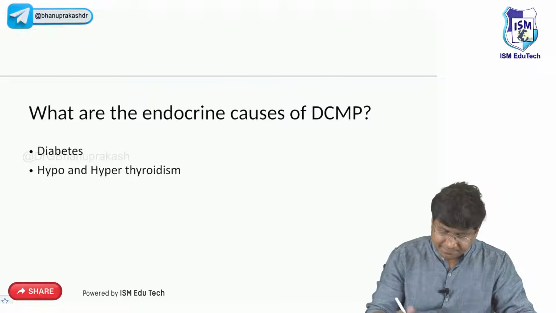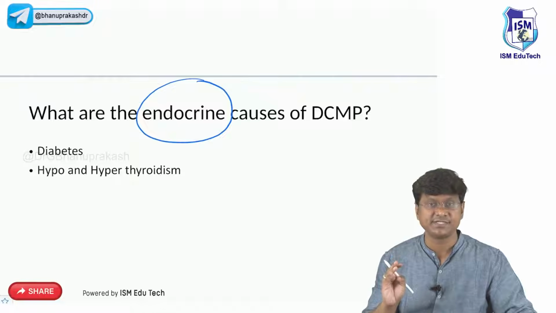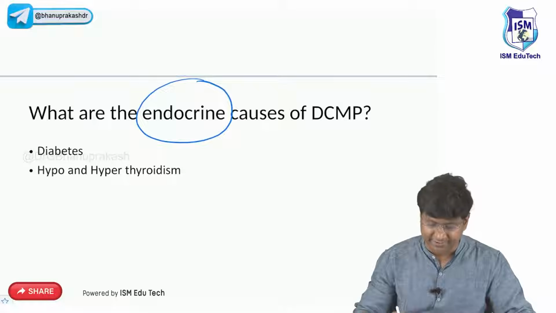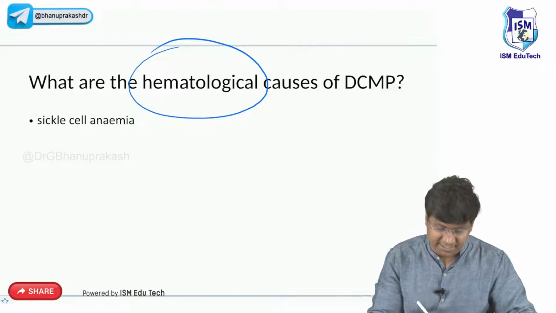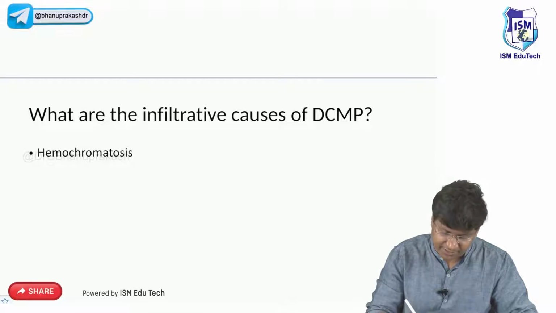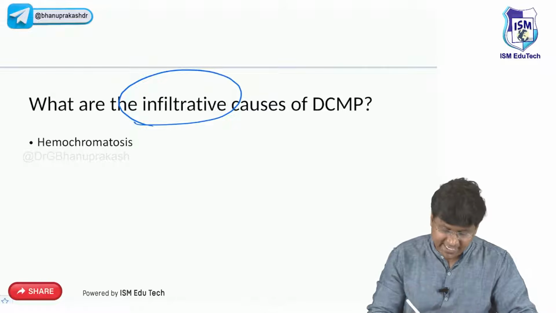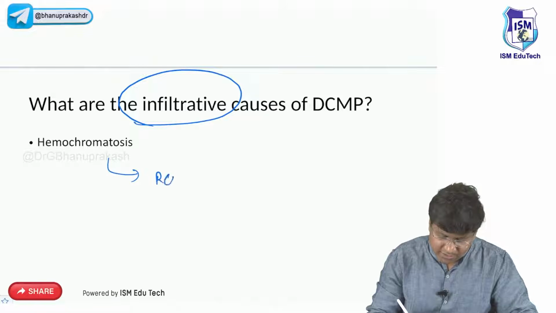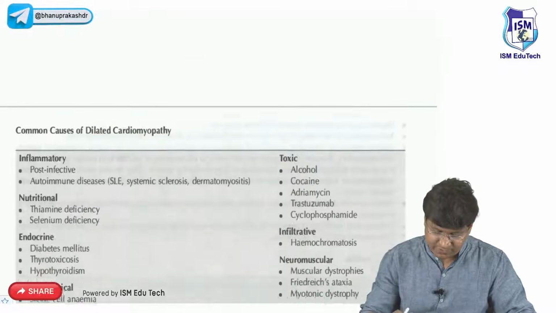Then what are the endocrine causes for dilated cardiomyopathy? That is diabetes mellitus, hypothyroidism, as well as hyperthyroidism. Next, what are the hematological causes for dilated cardiomyopathy? That is mainly sickle cell anemia. Please remember, it's a very important point. And the infiltrative cause for dilated cardiomyopathy will be hemochromatosis. And this hemochromatosis will not only cause dilated cardiomyopathy, it can also cause restrictive cardiomyopathy as well.